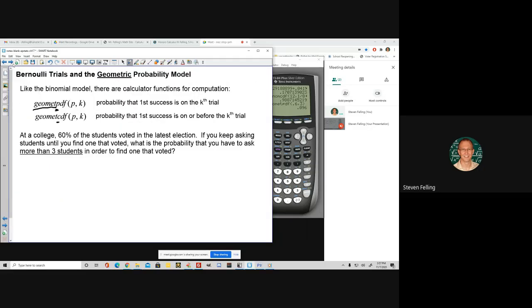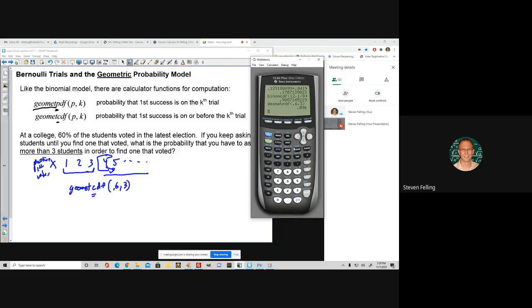All right, what if we asked it this way? If you keep asking students, what's the probability you have to ask more than 3 students? Okay, so let me make my little picture there. X represents the position of the first voter that we find: the first student, the second student, the third, the fourth, the fifth. What's the probability that we have to ask more than 3? So more than 3 is over here, right? This probability and this probability have to add to 1. So to find this probability, I'm going to use geometCDF, the cumulative total. There's a 60% chance of voting, up to 3. That would be the same as adding a geometric PDF for 1, 2, and 3 together.